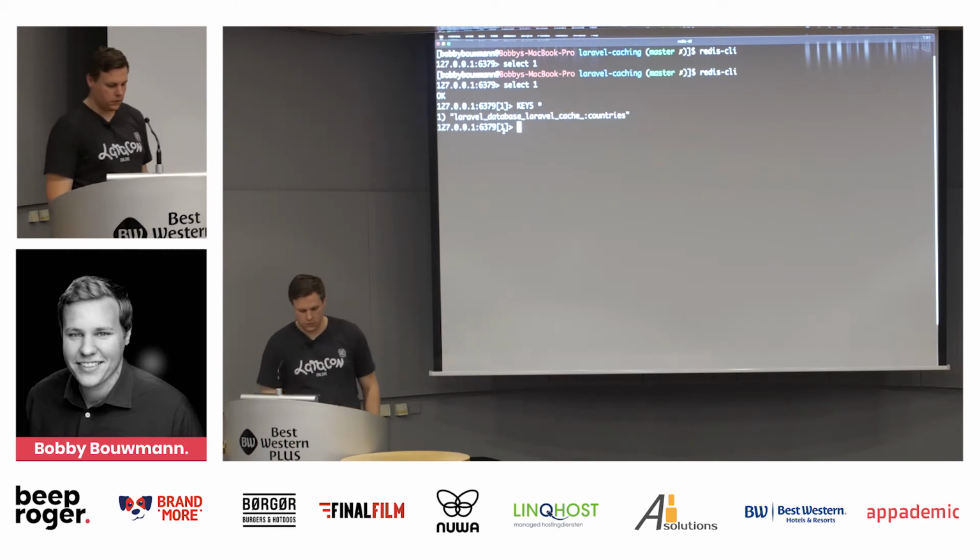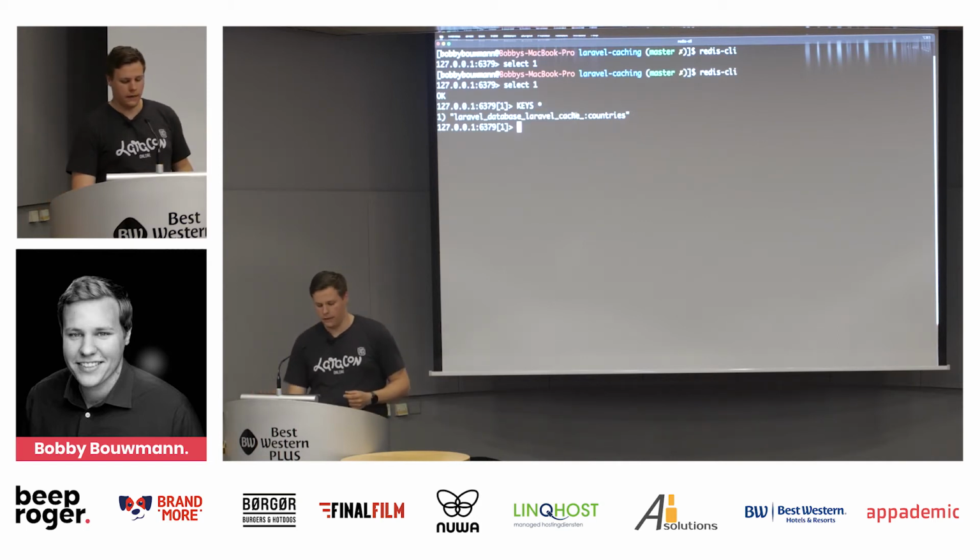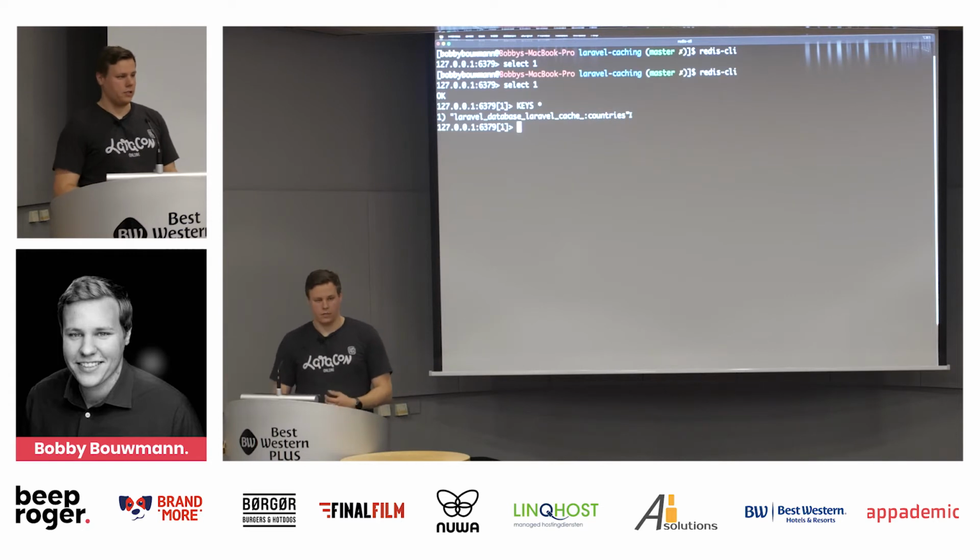So keys all. So now I get this laravel_database_laravel_cache_countries. That's the key that's now stored inside Redis. So laravel_database is basically the app name that it's retrieving from the configuration. And then it has a prefix called laravel_cache. That's something you can configure inside your config files. And then it uses our key. So now we can see it's actually inside Redis, so we can use it here.